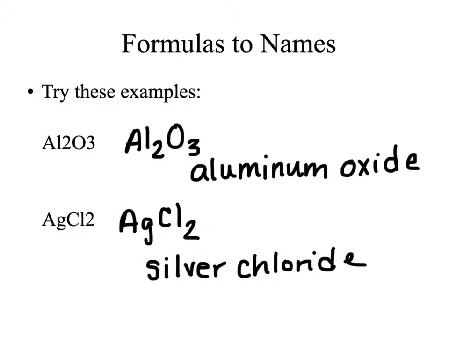So that is how you name formulas with ionic compounds, with metals and nonmetals. So take-home message, if you have a compound with a metal and a nonmetal together, then you have an ionic compound. If it is in group 1, group 2, aluminum, zinc, or silver, all you have to do is write the name of the first element, followed by the name of the second element, and then change the ending to IDE. And that's it.